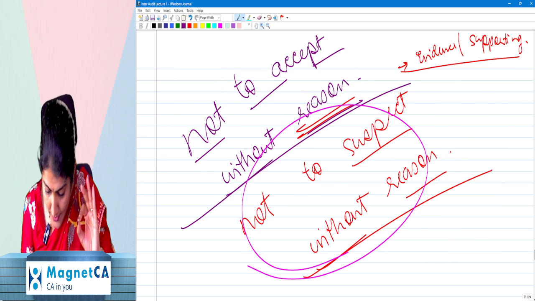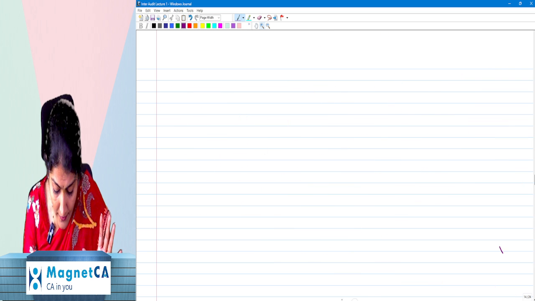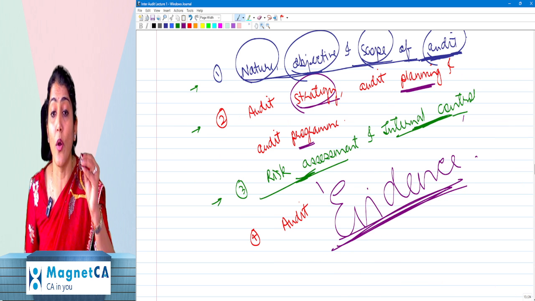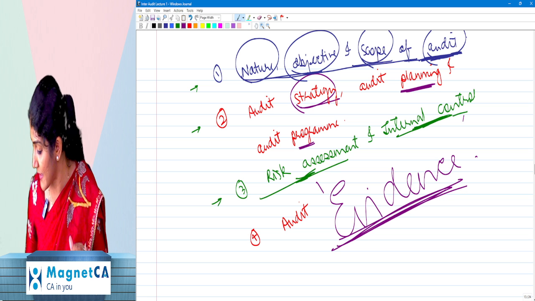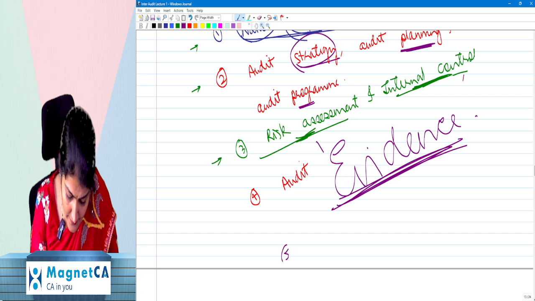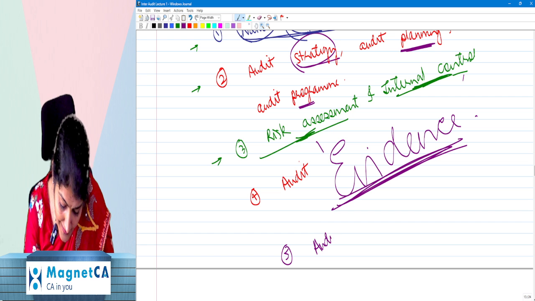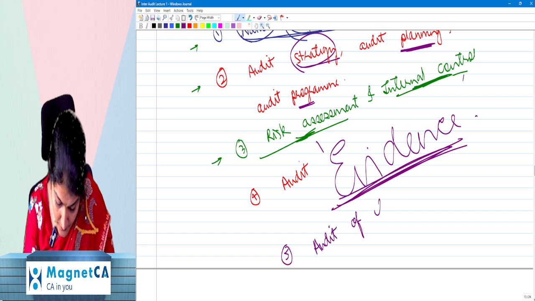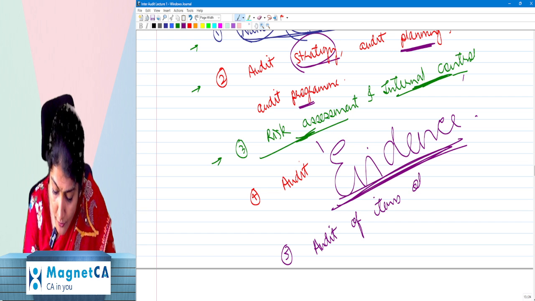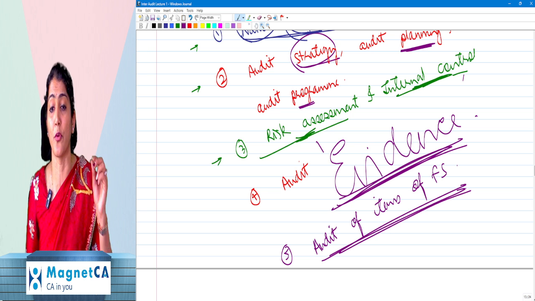Anyway, the point I want to tell you is that chapter number 4 is named the audit evidence. Right? What is the name of the chapter? It is the audit evidence. Then after that, we have chapter number 5, which is the biggest chapter in your syllabus, audit of items of financial statements. A mind-blowing chapter.